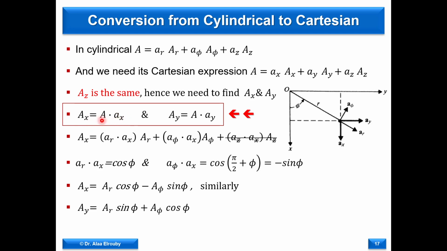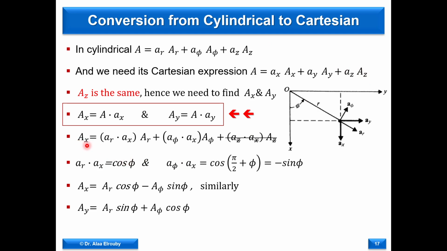A can be in cylindrical, it can be in Cartesian, because it's the same vector. It will always give us AX. So we need to multiply A in cylindrical with the dot unit vector AX to get AX, the projection of vector A along the x direction. AY equals the vector A, whatever the expression of it, dot AY. AZ is AZ, the same.